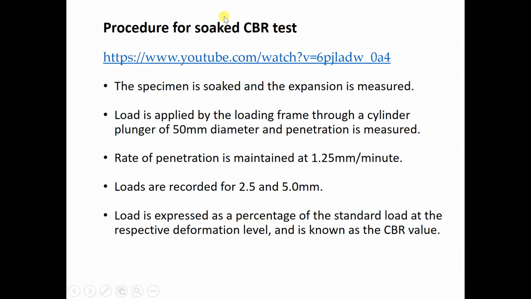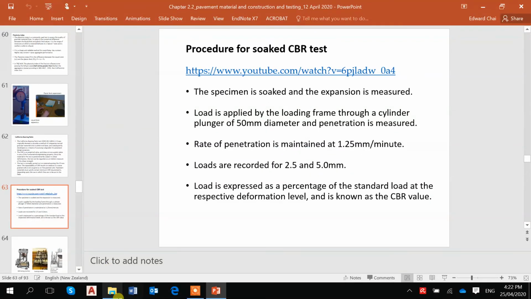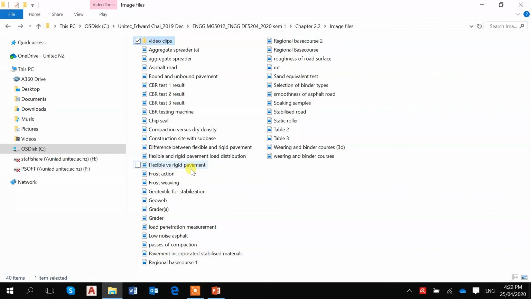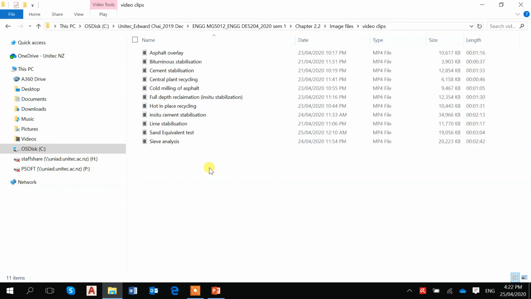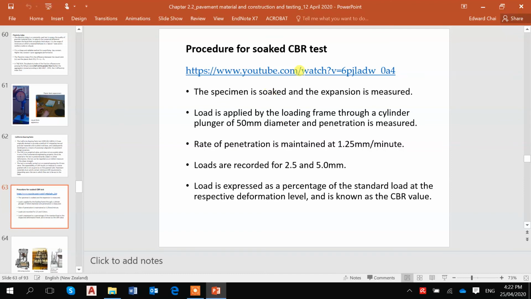So the procedure for the soaked CBR test. I think I have quite a few videos, but I've forgotten to include the crush test and the CBR test, so probably you have to look at the video here regarding the CBR test. If you've done the Geotech one, you've probably done the CBR test as well. So for the CBR test, the specimen is soaked and the expansion is measured.